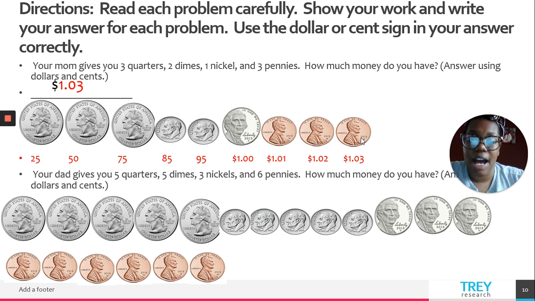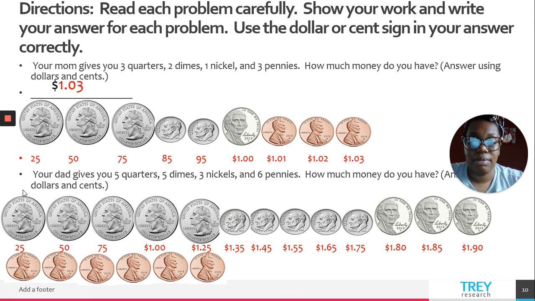Your dad gives you 5 quarters, 5 dimes, 3 nickels, and 6 pennies. How much money do you have? So let's do this one quickly. Well, I'll give you some time to go ahead and figure it out. So that's helping you out a little bit, but you still have to add those pennies. 25, 50, 75, $1, $1.25. You see, after it comes up to $1, that's when you have your dollar sign.